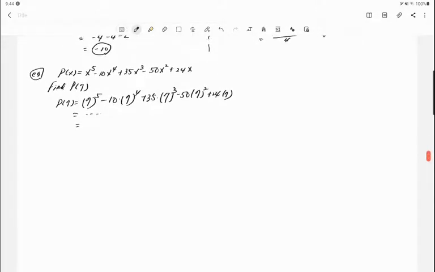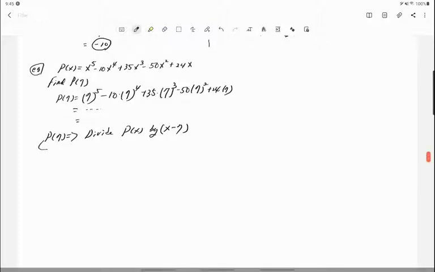But let's use synthetic division. So P of 7 means, this means divide the polynomial by what? X minus 7, right? Same thing. Then the answer will be the remainder. So P of 7 is the remainder, right? All right, so that is better. So let's use synthetic division.